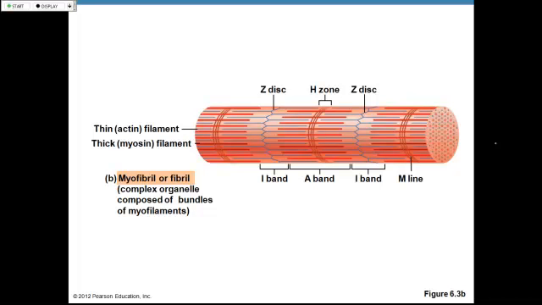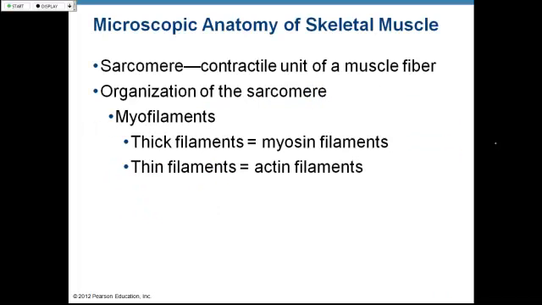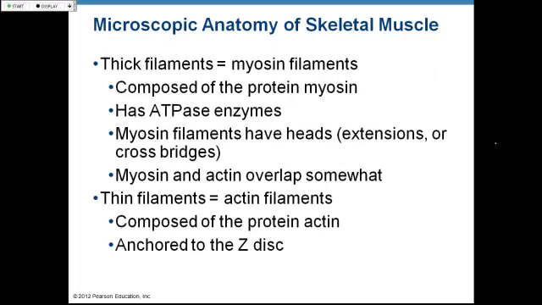So one contractile unit of muscle is called a sarcomere. The contractile unit of a muscle fiber is a sarcomere. Organization of the sarcomere has myofilaments, thick and thin filaments. The thick filaments are made out of myosin, which is a protein, has associated with an ATPase enzyme. That will be important when we talk about how muscles contract. Right now we're still paying attention to anatomy. Myosin filaments have heads, extensions, or cross bridges, and we'll see those as we get more magnified.